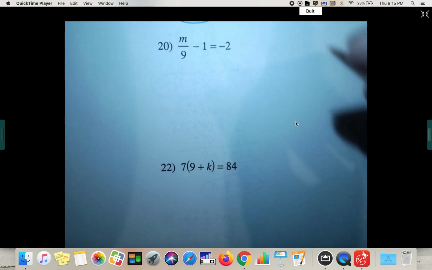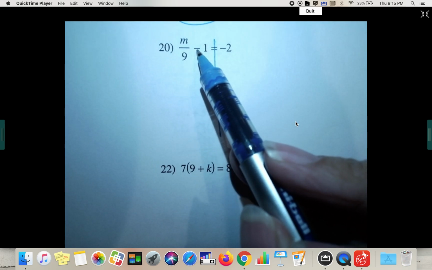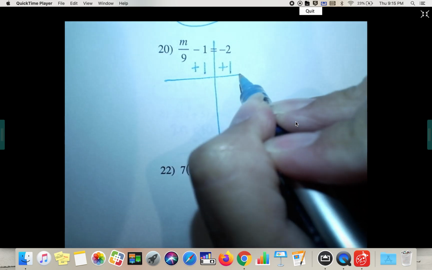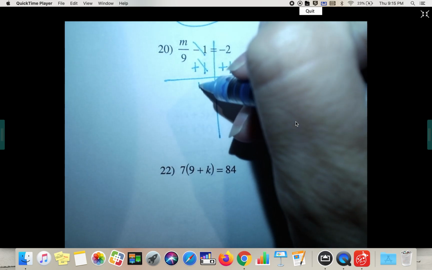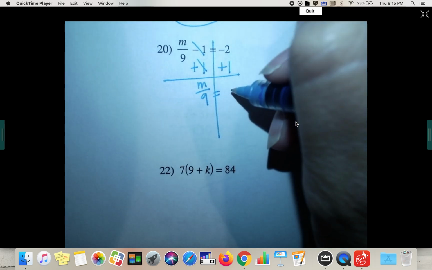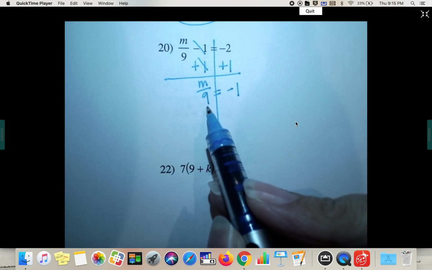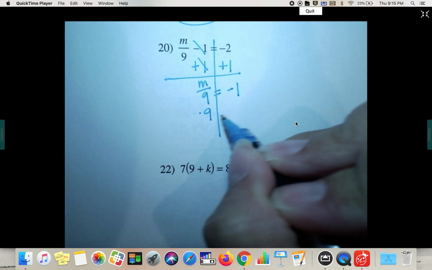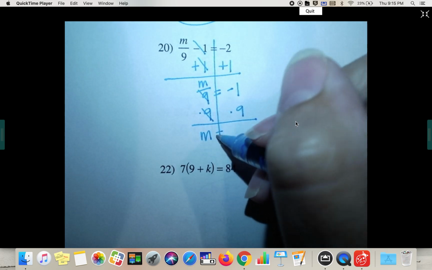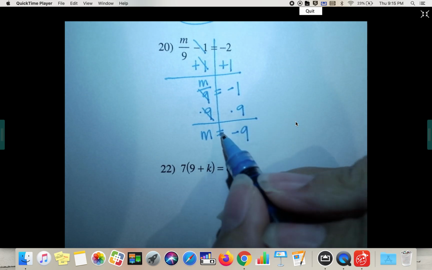Number 20. Hope these are getting easier for you. Keep the m divided by 9 together, and let's get rid of minus 1 by doing plus 1. Bring down your m divided by 9. Negative 2 plus 1 is negative 1. Last step, m is being divided by 9, so you are going to times 9. Cancel, cancel. M equals negative 1 times 9, which is negative 9.